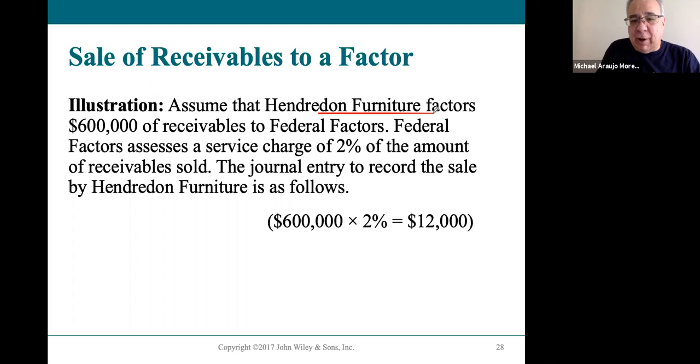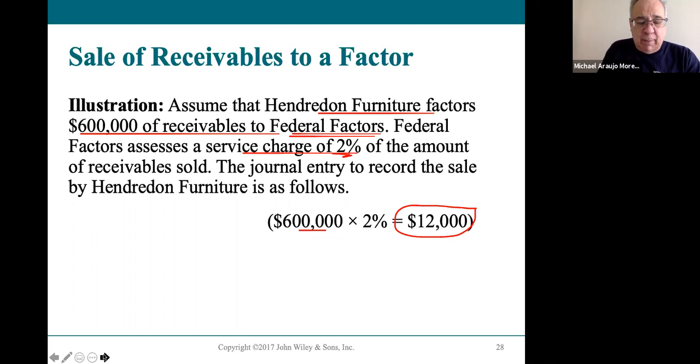Here we have another furniture company. They have $600,000 of receivables that they sell to federal factors. Federal factors has a 2% service charge. Isn't that nice? So that means that they're going to have to pay $12,000 to federal factors to sell them the $600,000 of receivables. So how does it work?